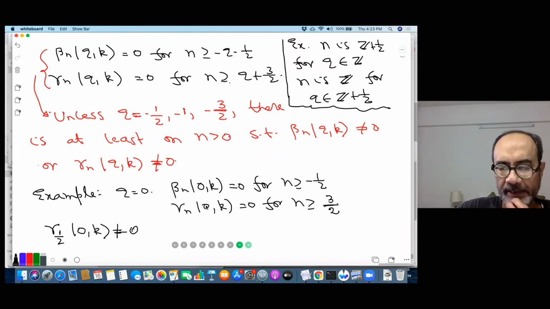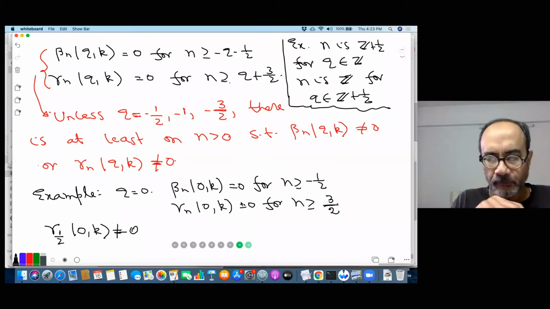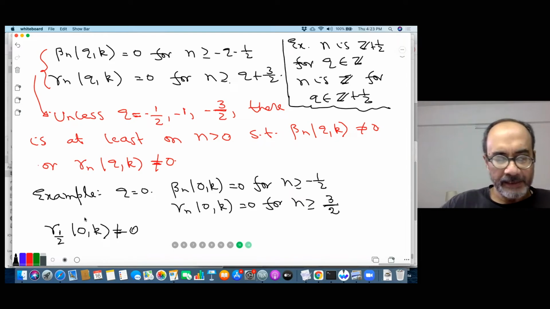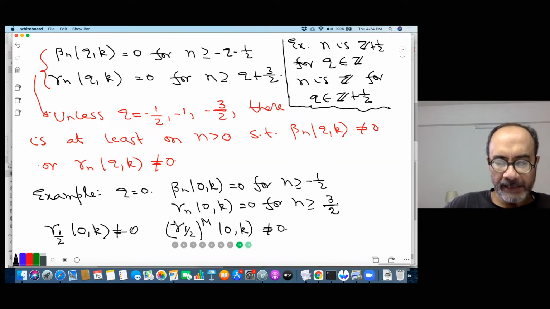Okay, some positive mode doesn't annihilate this. Now this is something that you are familiar with. For example, C1 acting on the vacuum is not 0. But here there is a difference because gamma is a bosonic oscillator. It's bosonic. So gamma half to arbitrary power on 0k is also not equal to 0.